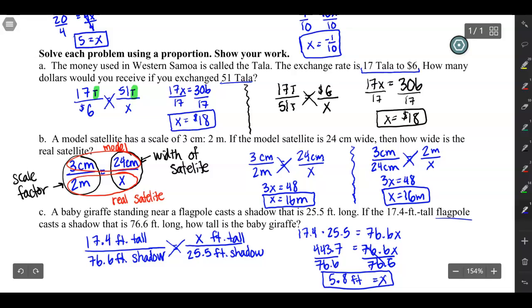Okay. And there is another proportion you could have set up for this one. If you set up the alternative one, that's okay, as long as you ended up with the same height for the baby giraffe.